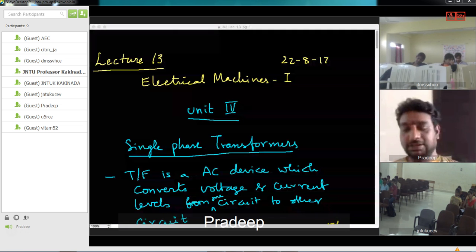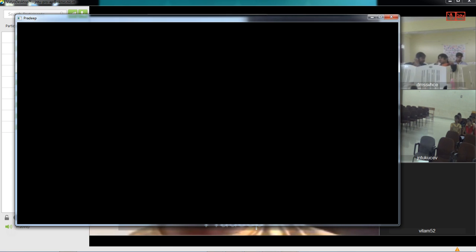So this topic is called transformers, and it is the unit for single phase transformers. I began by saying that a transformer is an AC device which converts voltage and current levels from one circuit to the other circuit.